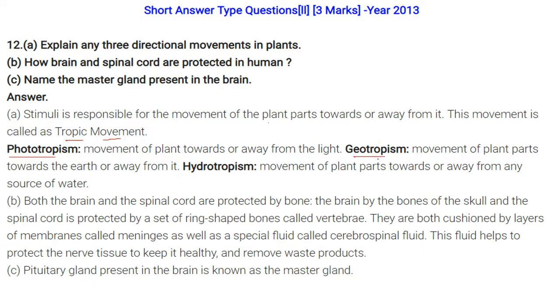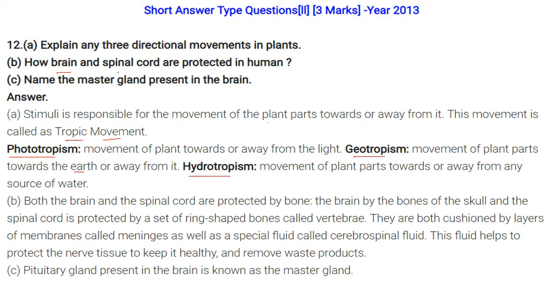Geotropism, movement of plant parts towards or away from the earth. Hydrotropism, movement of plant parts toward or away from the source of water. So these are the three types of directional movement in plants.